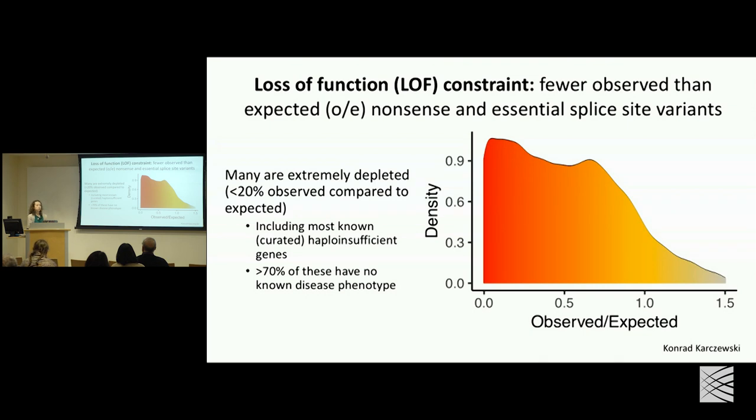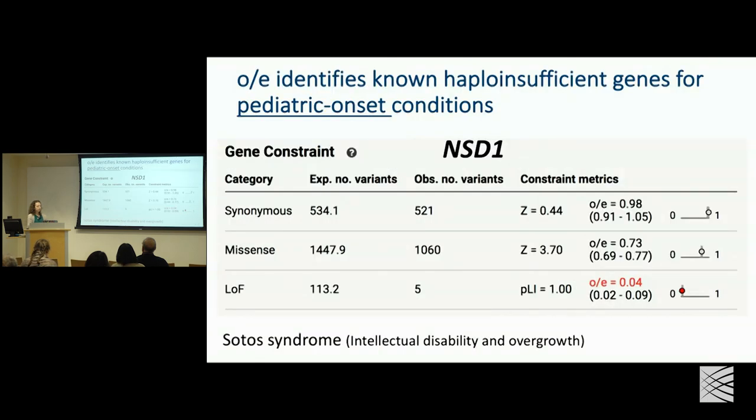This is really cool because for 70% of genes that are depleted for loss of function variation, we actually don't know the human phenotype yet, and so this highlights a lot of genes that are probably underlying interesting human biology. The NSD1 gene causes Sotos syndrome. It's an intellectual disability gene. It's a well-described haploinsufficiency syndrome.